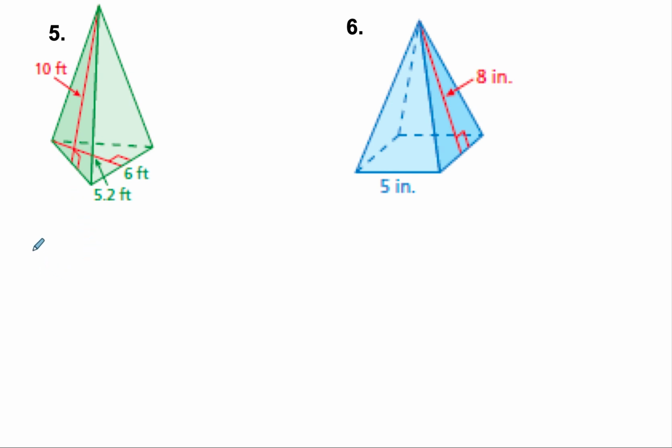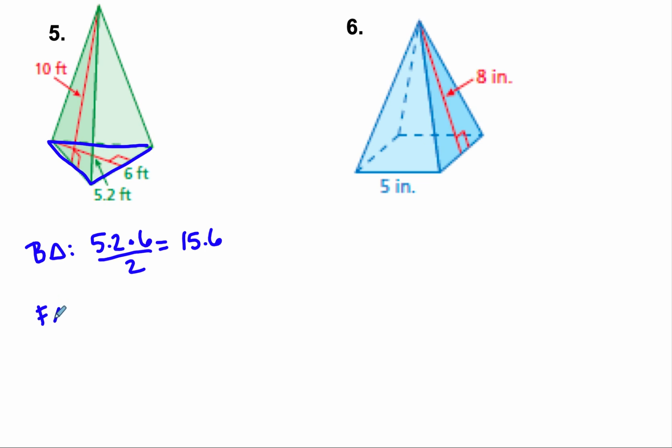So for number 5, this one has a triangular base, so that means it is a triangular pyramid. So we'll start with the base triangle. We have 5 and 2/10 times 6 divided by 2 because it's a triangle. So 5.2 times 6 divided by 2 gives me an area of 15 and 6/10.